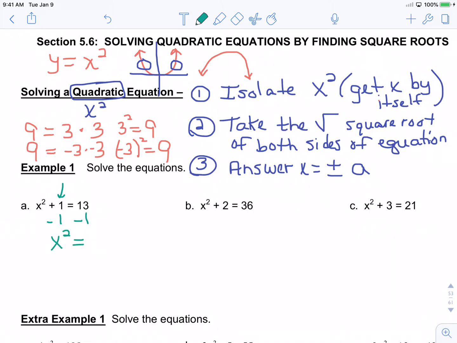And then when you subtract, the 1 plus 1 goes away. That's our goal, to get that to cancel. 13 minus 1 is 12. So that would be isolating x squared.